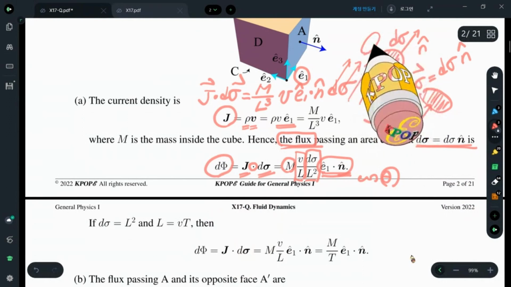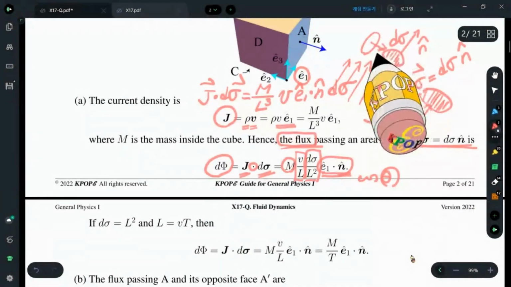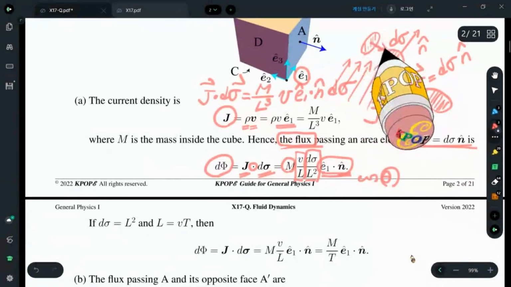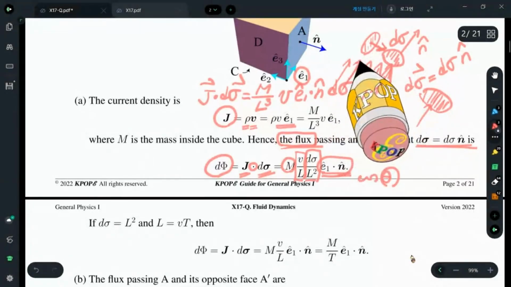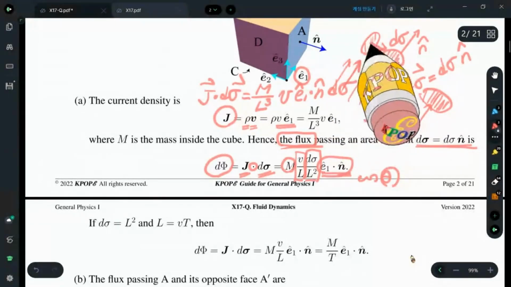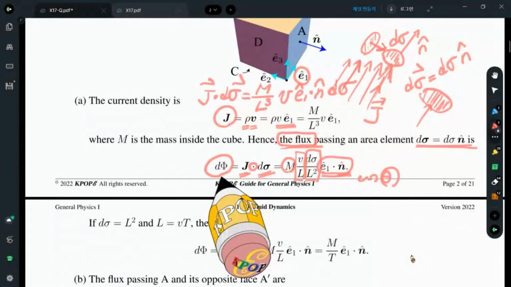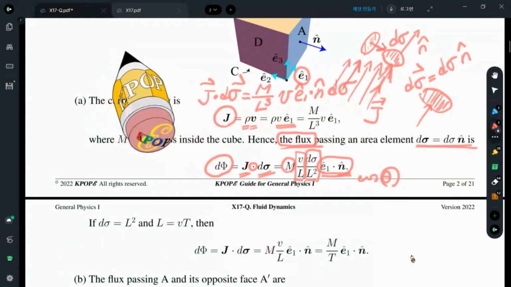If you rotate the direction so that the normal vector is perpendicular to the flow, then the flux becomes zero. It's just like that.